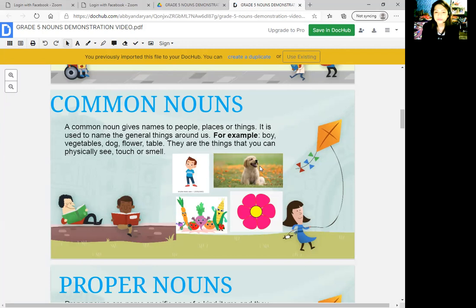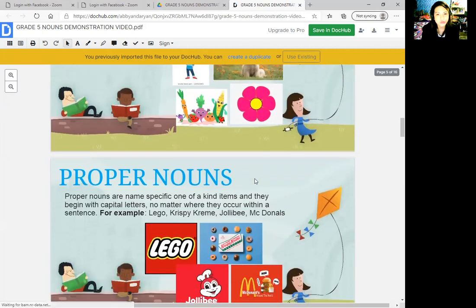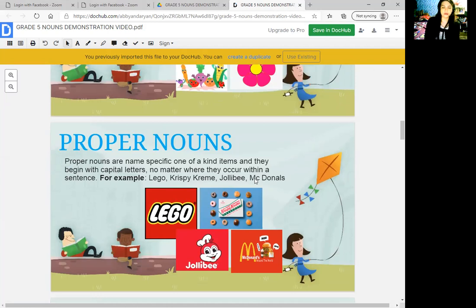Next, after common nouns, we have proper nouns. Unlike common nouns, proper nouns are nouns that name a specific kind of item, and they begin with capital letters. No matter where they occur within a sentence, they always begin with a capital letter. That is the rule. The reason is that it names a specific person, place, or thing.